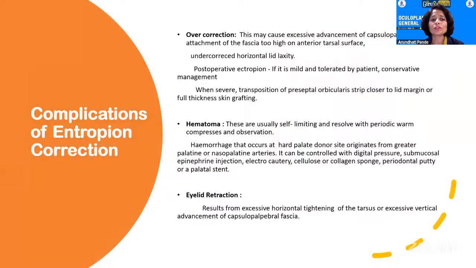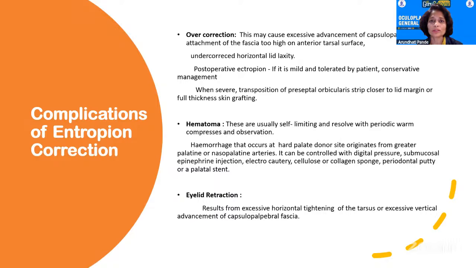Complications of entropion surgery: overcorrection, very common. This may be caused by excessive advancement of the capsulopalpebral fascia, attachment of the fascia too high on the anterior tarsal surface, or undercorrected horizontal lid laxity. Postoperative ectropion, if it is mild and tolerated by the patient, is managed conservatively. But if it is severe, then transposition of a preseptal orbicularis strip closer to the lid margin or full thickness skin grafting is needed.